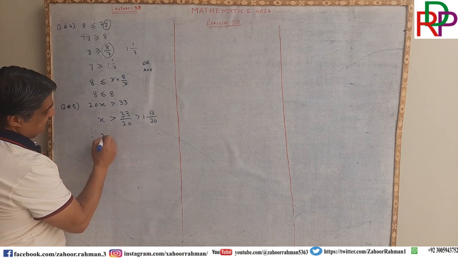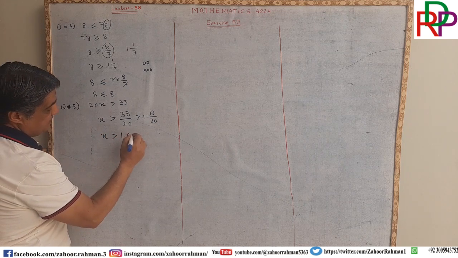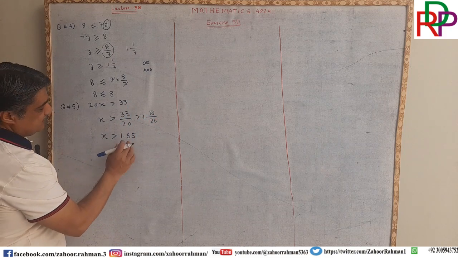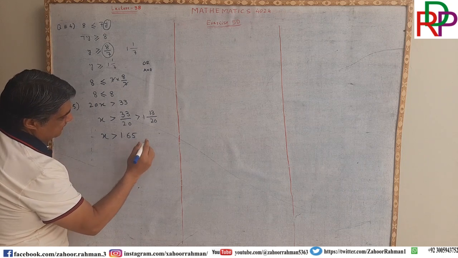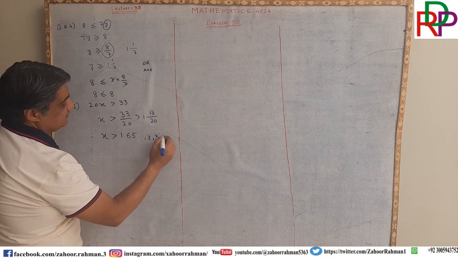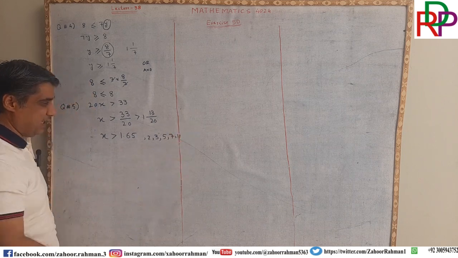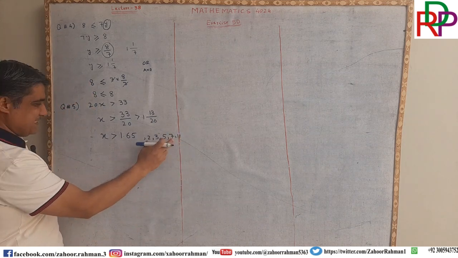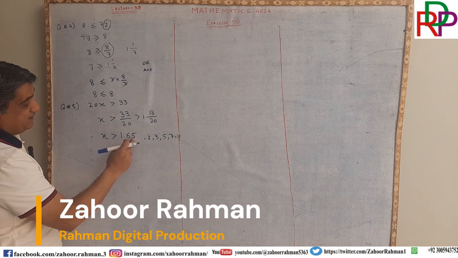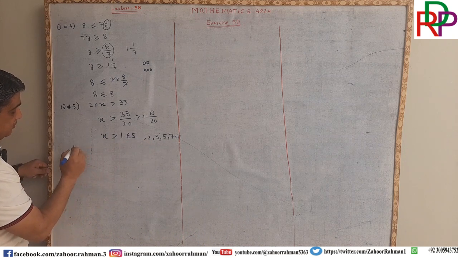So x, for your understanding, x is greater than 1.65. The answer is this one, but prime numbers greater than 1.65 are 2, 3, 5, 7, 11, and so on. What is the smallest prime number which is greater than 1.65? The smallest is 2.